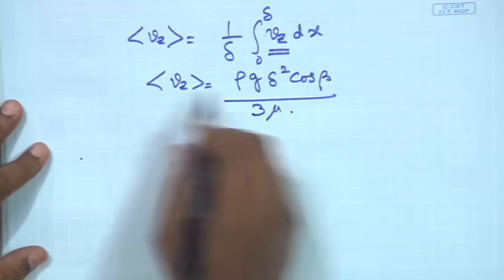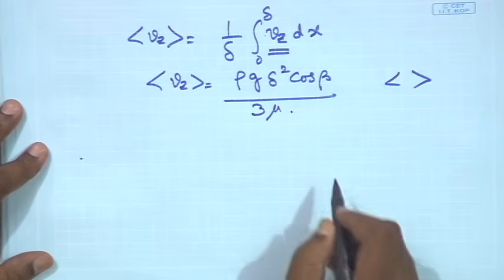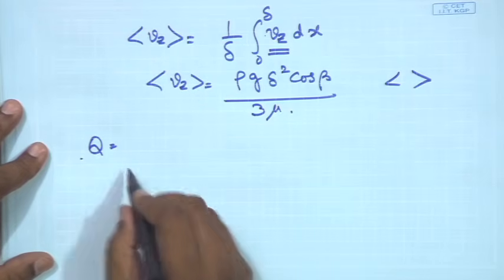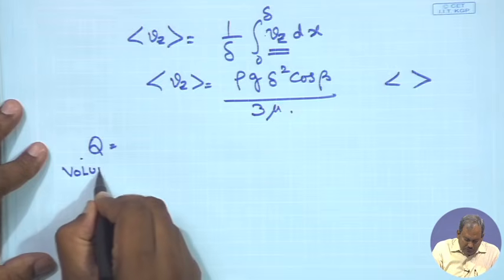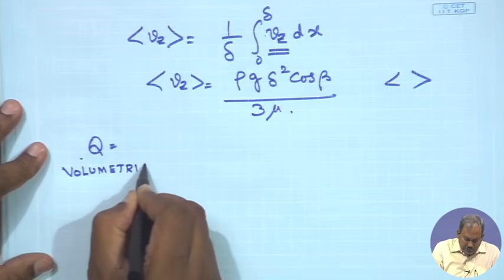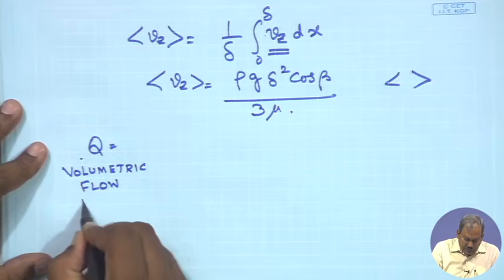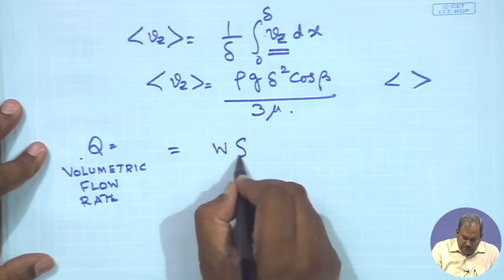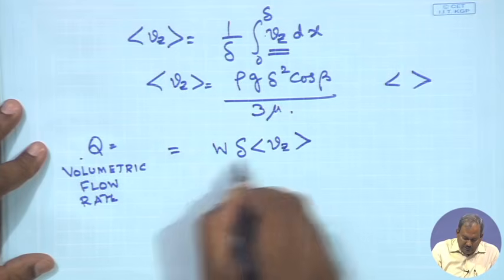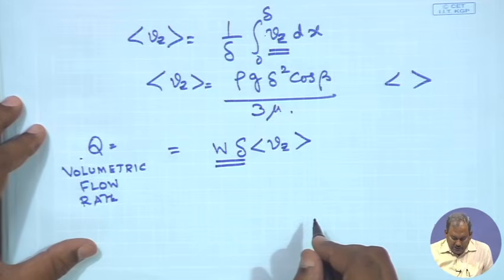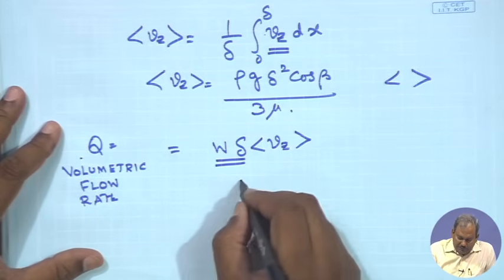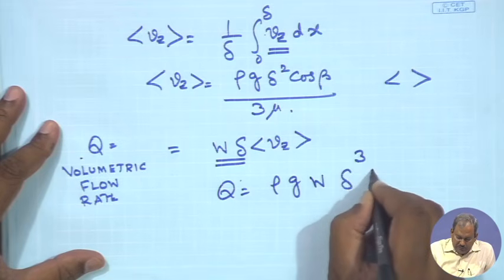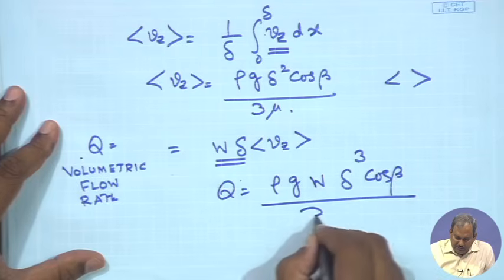And once you have the average velocity, this denotes the average velocity, and then you would also like to know what is the volumetric flow rate. So, this is the volumetric flow rate, and the volumetric flow rate would simply be W delta times the average Vz. So, this is the cross sectional area through which this is taking place. So, your Q becomes rho g W delta cube cos beta by 3 mu.